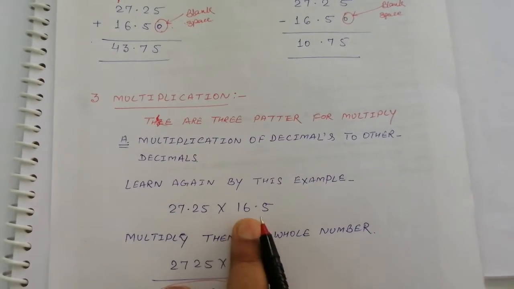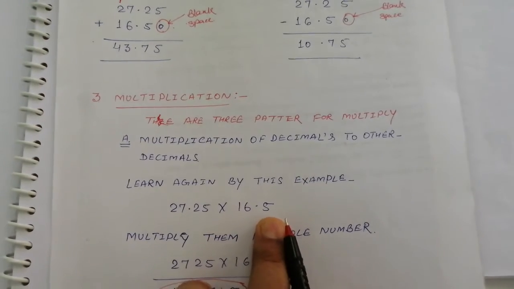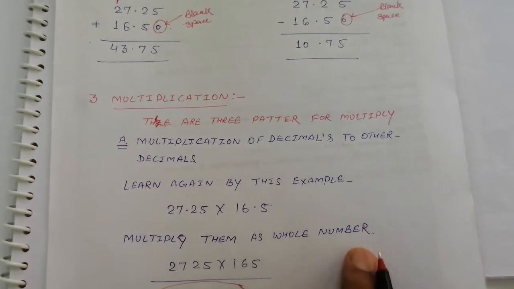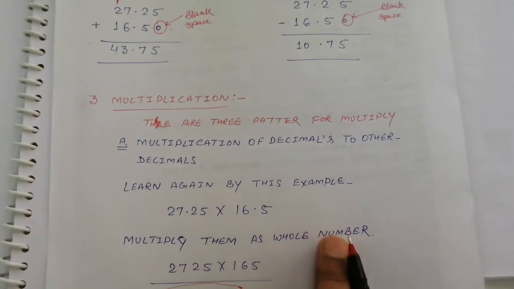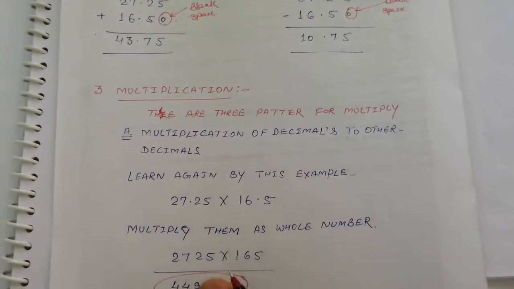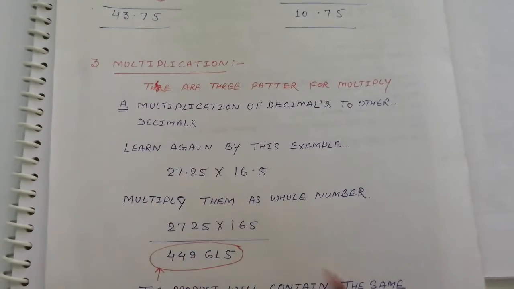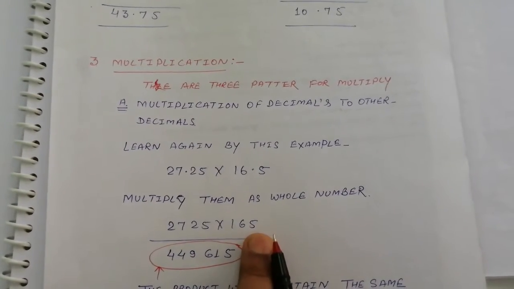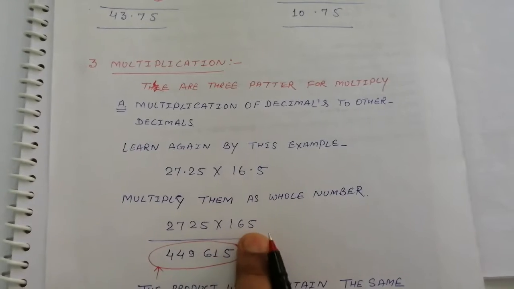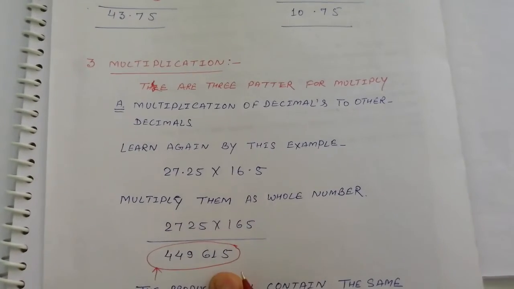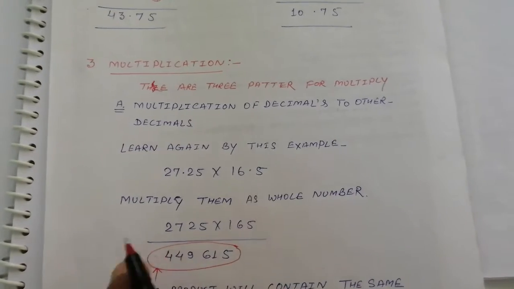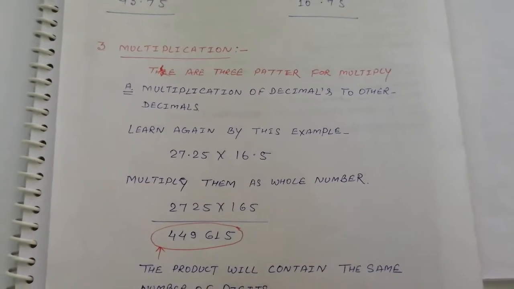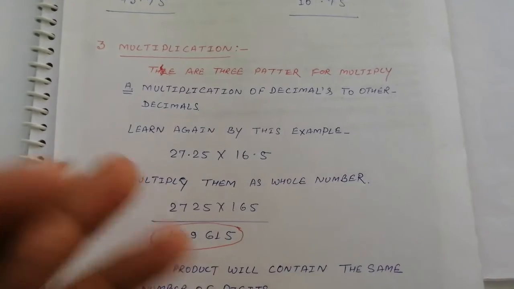27.25 multiplied by 16.5. Multiply them as whole numbers, not as decimal numbers. What is the pattern? The whole number product is 449615. But the product will contain the same number of digits.